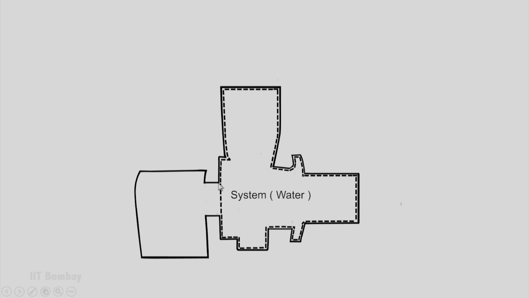You will notice that the motor part, in which there is no water present, is not part of our thermodynamic system, and hence it is not included in the dotted line. You will also notice that water can flow in through this inlet duct and water can flow out through this exhaust duct. So this is an illustration of an open thermodynamic system.